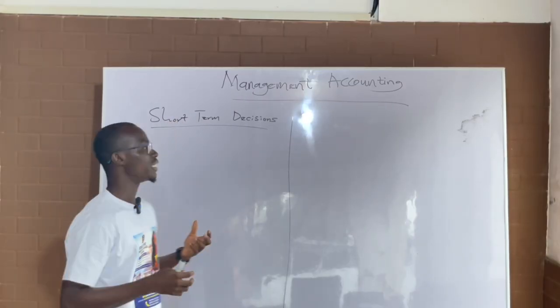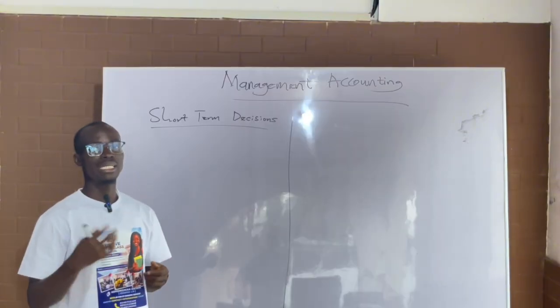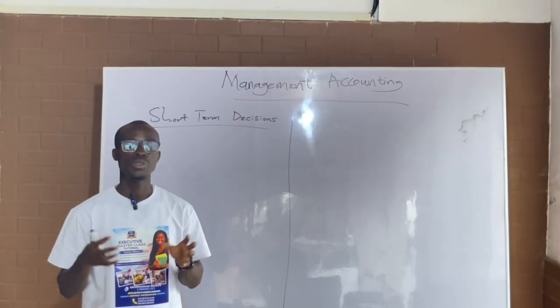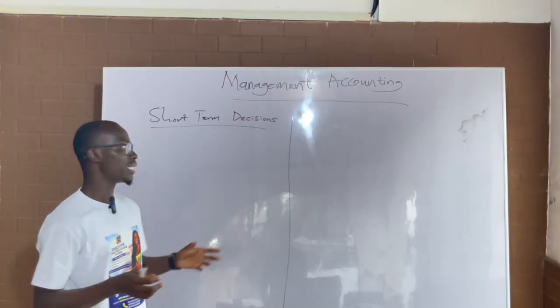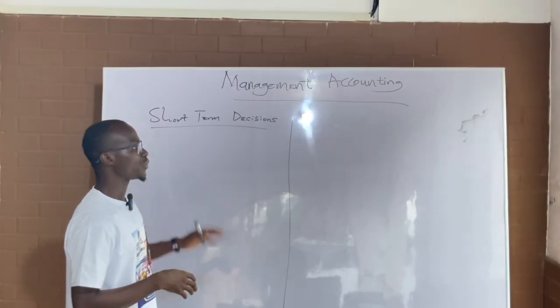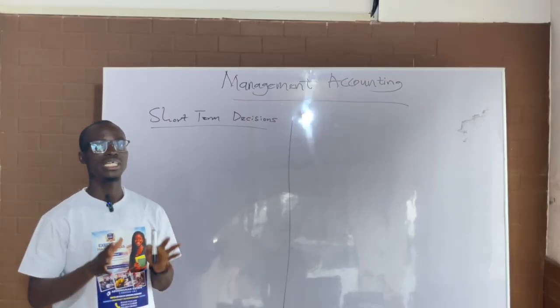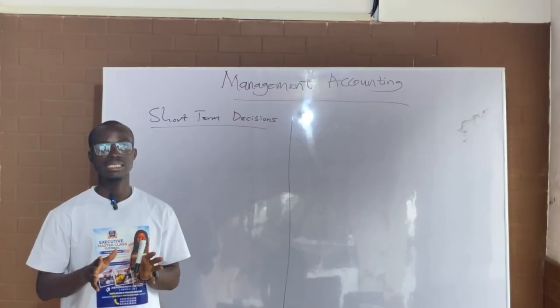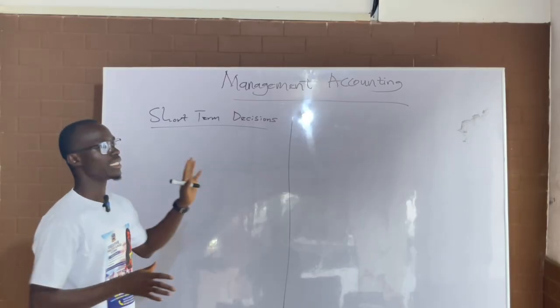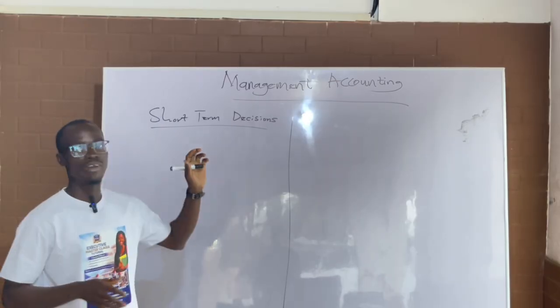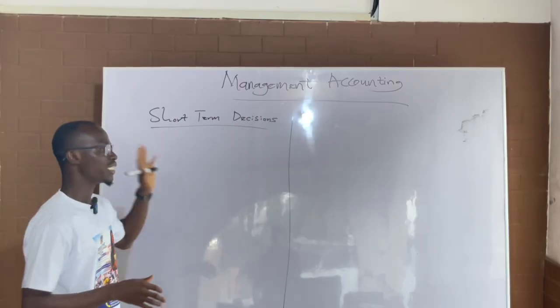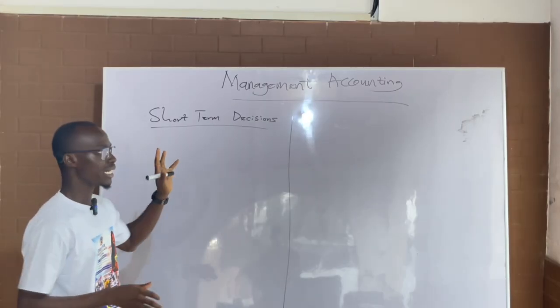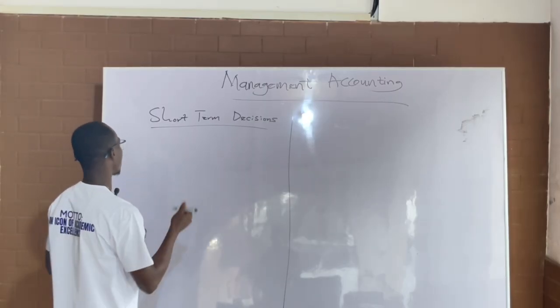By the time we finish all the other subtopics under short-term decisions, you will be able to understand anything that you need to know about short-term decisions. That's why we're going to start today as our first part of the management accounting section. We're going to start with short-term decisions, and I will start with relevant costing, our first topic under short-term decisions.